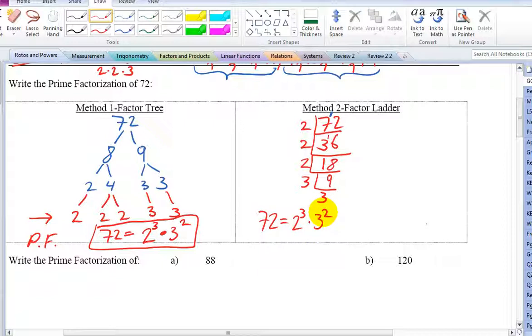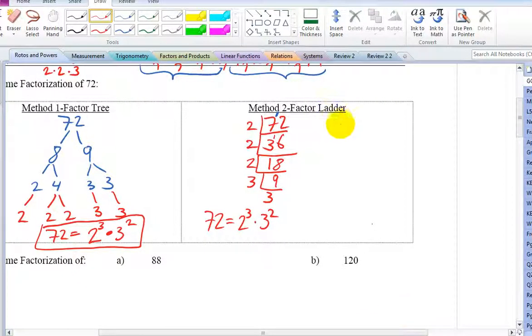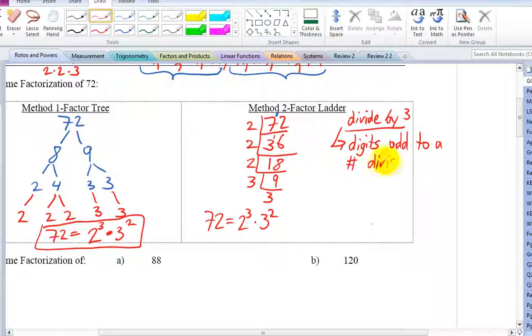Now you could have divided by 3 at the beginning. You could divide by 3 and you were in there. It doesn't matter. But because it's even, I'm going to choose 2. When you're dividing by 3, do you guys remember the rule for dividing by 3? Okay. Well, the digits will add to a number divisible by 3.